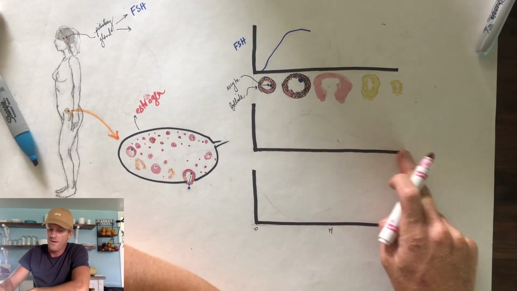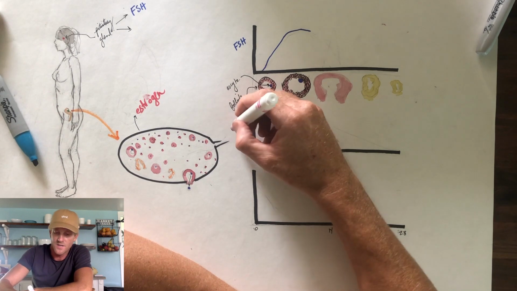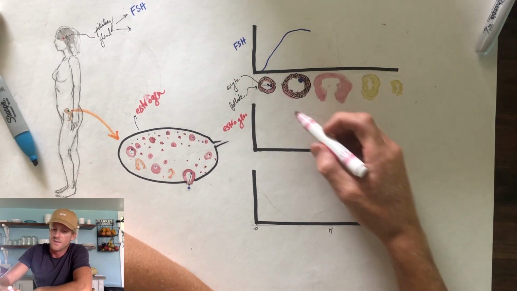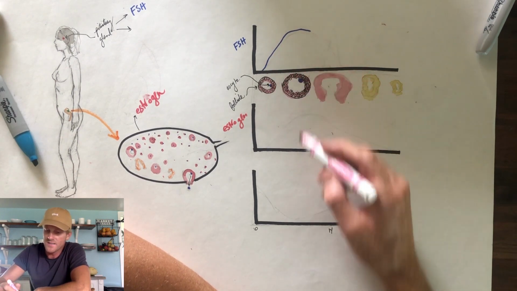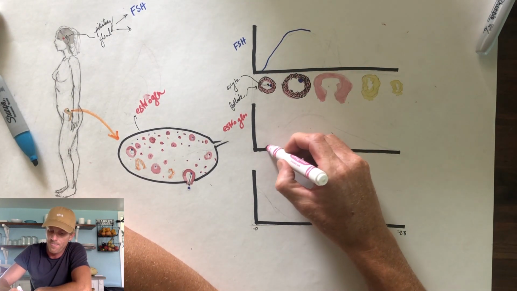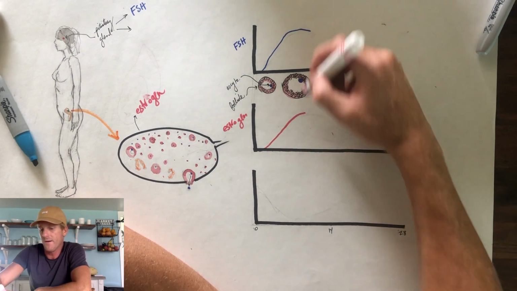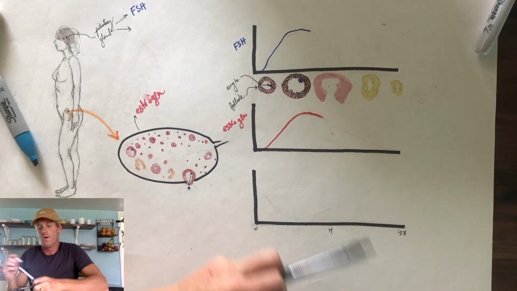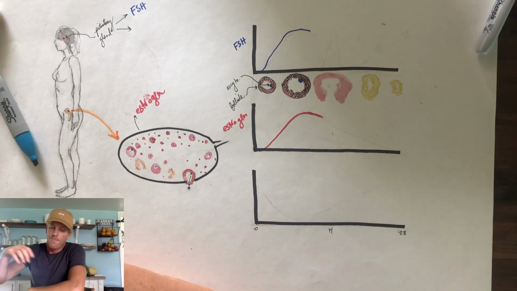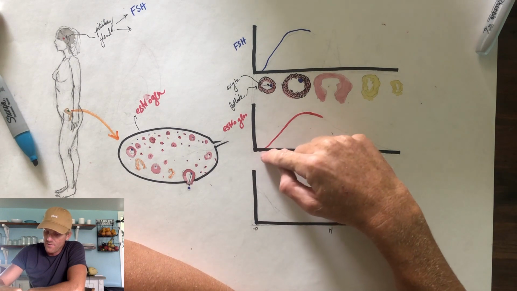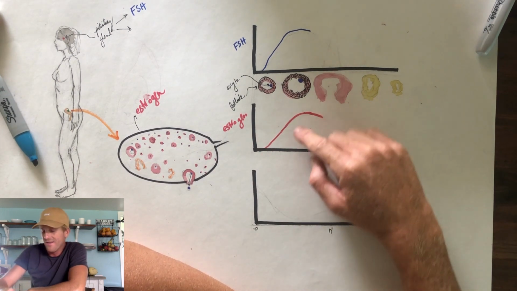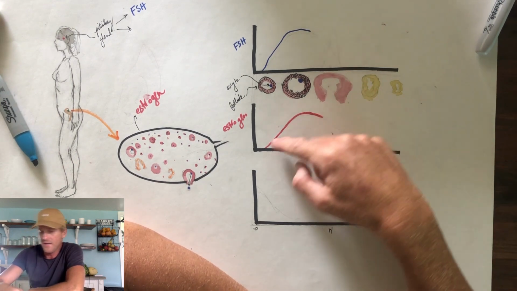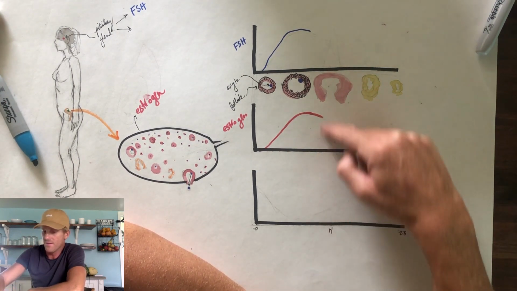So on this graph over here, we're going to monitor the concentration of estrogen in the blood. As the follicle grows bigger and bigger, it's going to secrete more and more estrogen. Great. Well, when estrogen reaches a peak, which is right around right before day 14, see how it reaches this peak about halfway through the cycle?